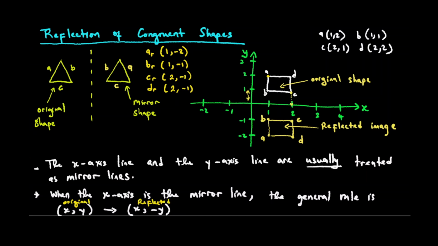So y, when reflected, is negated. Negating does not mean making negative. Negating means it changes sign. If it was plus it becomes minus, if it was minus it becomes plus. So negated means changes arithmetic sign. That is what it means.